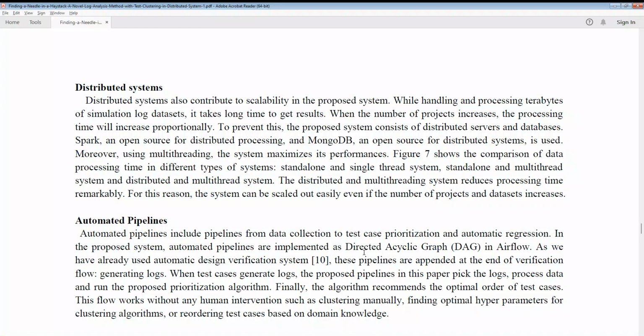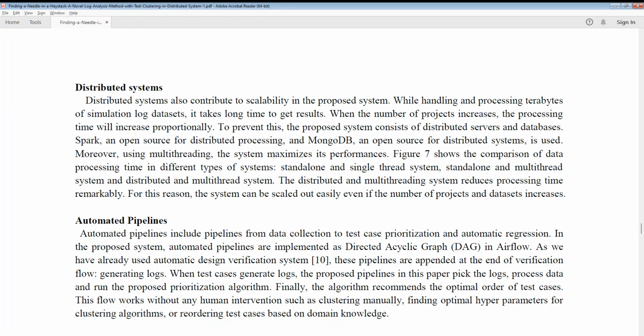Distributed system. The distributed system also contributes to the scalability of the proposed system while handling and processing terabytes of simulation log data sets. It takes a long time to get results. When the number of projects increases, the processing time will increase proportionally. To prevent this, the proposed system consists of distributed servers and databases. Spark, an open source framework for distributed processing, and MongoDB, an open source distributed database, are used. Moreover, using multithreading, the system maximized its performance.